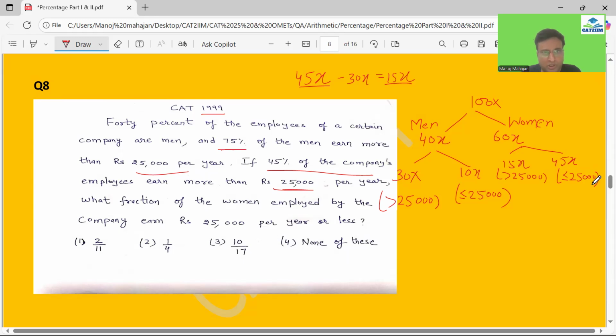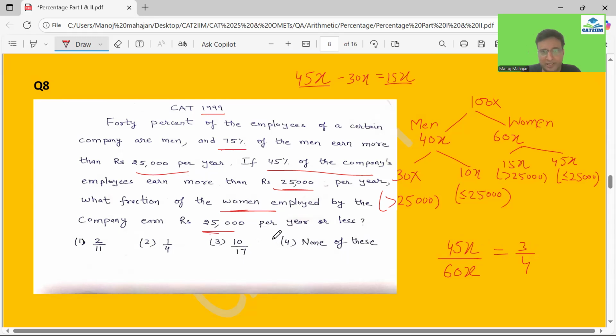Now let's look what they're asking you. So that is very important. What fraction of the women employed? So the base is very important. So the women employed over here is what? 60x. So you won't have 100x in the denominator. It would be 60x. So what fraction of the women employed by the company earns rupees 25,000 per year or less? So if I look out of 60x, 45x would be the value in the numerator. So what do I get over here ultimately is 3 upon 4 as a fraction. So that's what they're asking also.